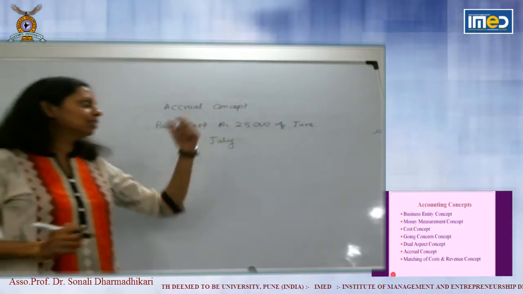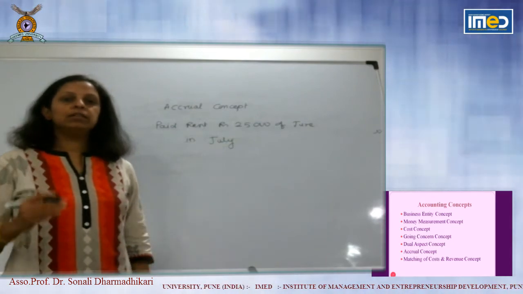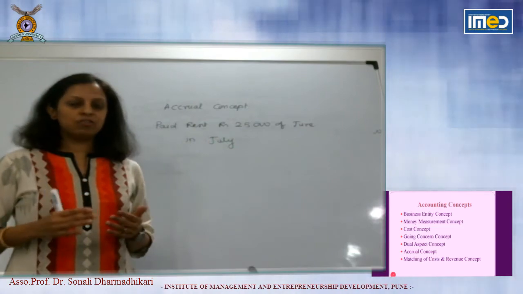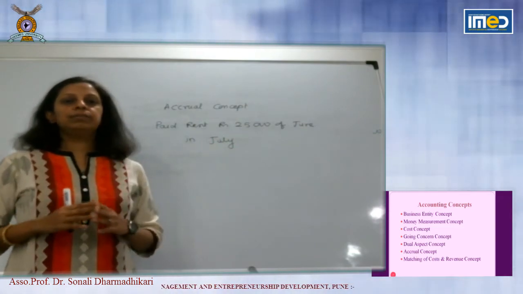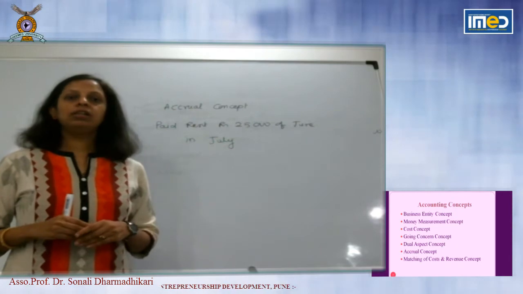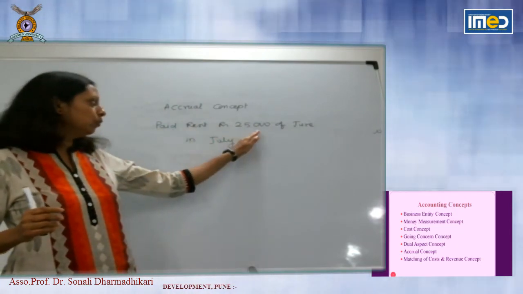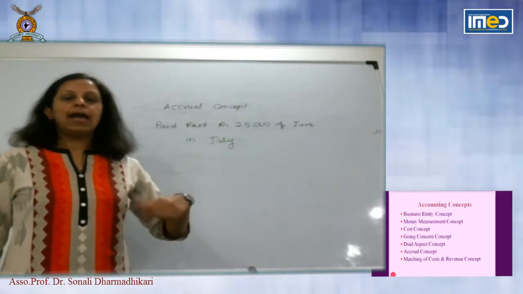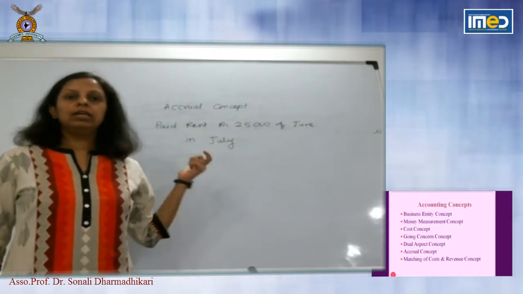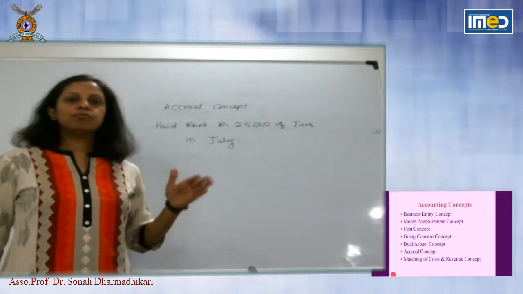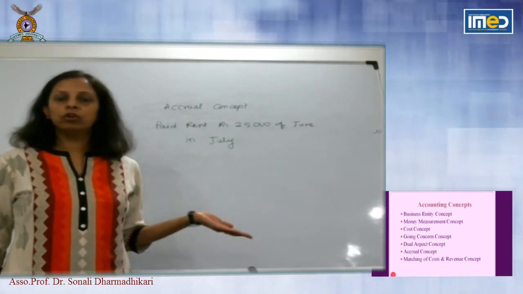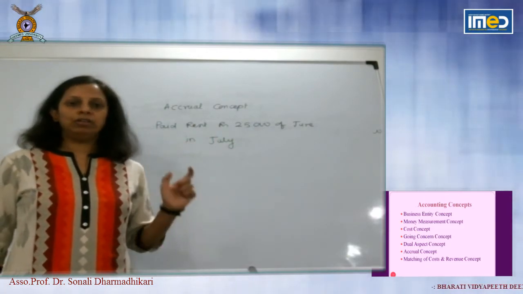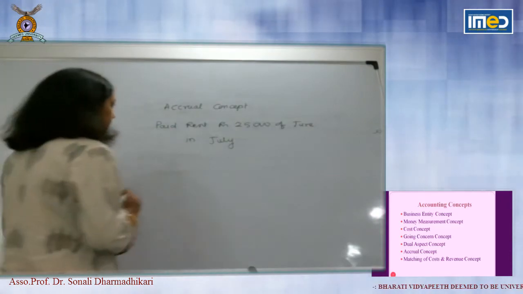Now, why is this system followed? Because due to this system, you get accurate figure of profit. Otherwise, there will be mismatch. So, accrual system is followed in the financial accounting. So, as per accrual concept, when the expense or income accrues, it is recorded in the books of accounts. Cash paid or not, cash received or not is not considered. When it accrues, it is recorded.